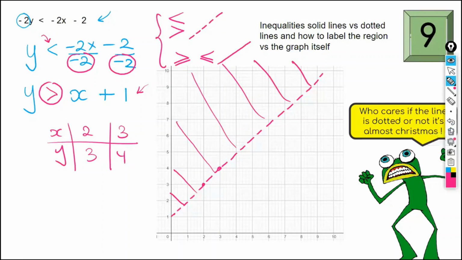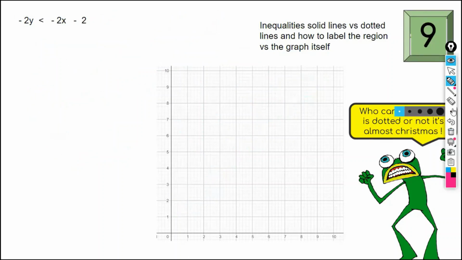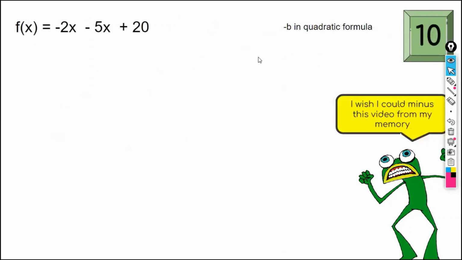Let's see if we can make number 10. Let's move on. I know we're coming close to half. This one, I just want to make sure we understand this one, and I'm not going to spend too long on this. Too many people get this one wrong.